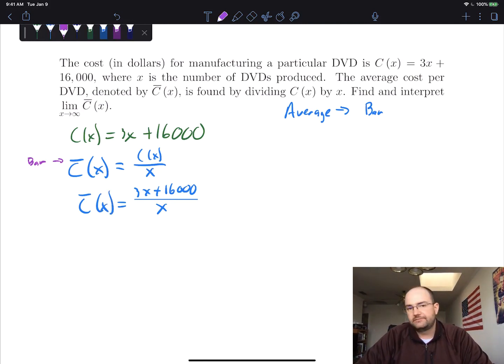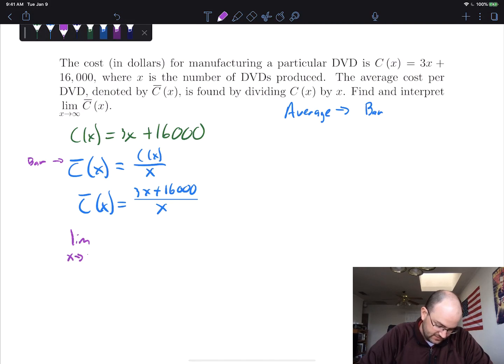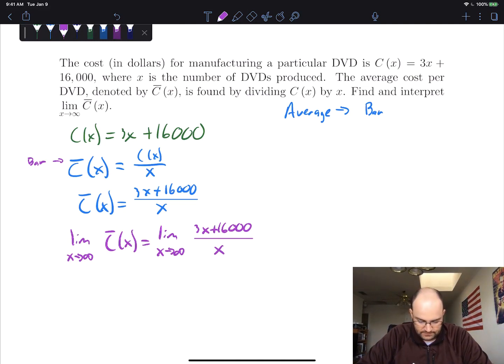And the question wants us to figure out what is the limit as X goes to infinity of C bar of X. So the limit as X goes to infinity of C bar of X is simply going to be the limit as X goes to infinity of 3X plus 16,000 all over X. And notice that in order to do this, we need to basically divide everything by X. But because there's only a single term in the denominator, let's go ahead and just do these divisions. You can only do this when there's only a single term in the denominator.